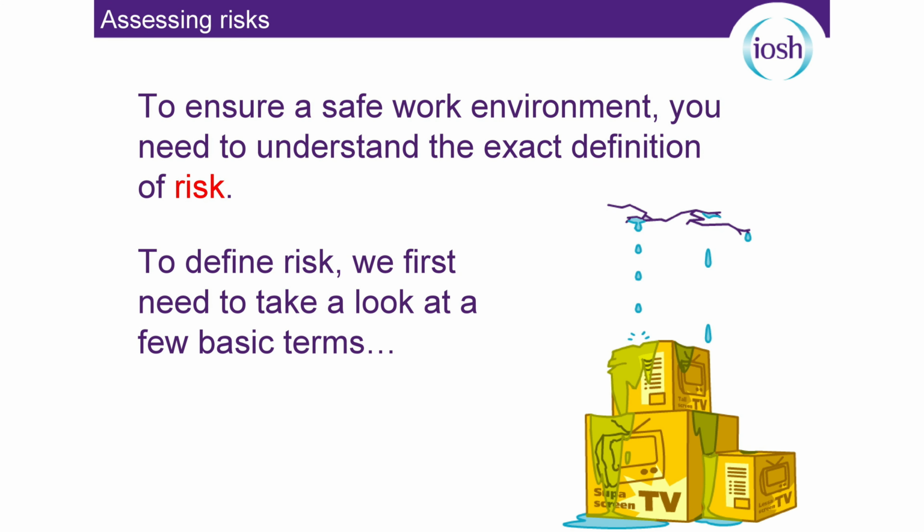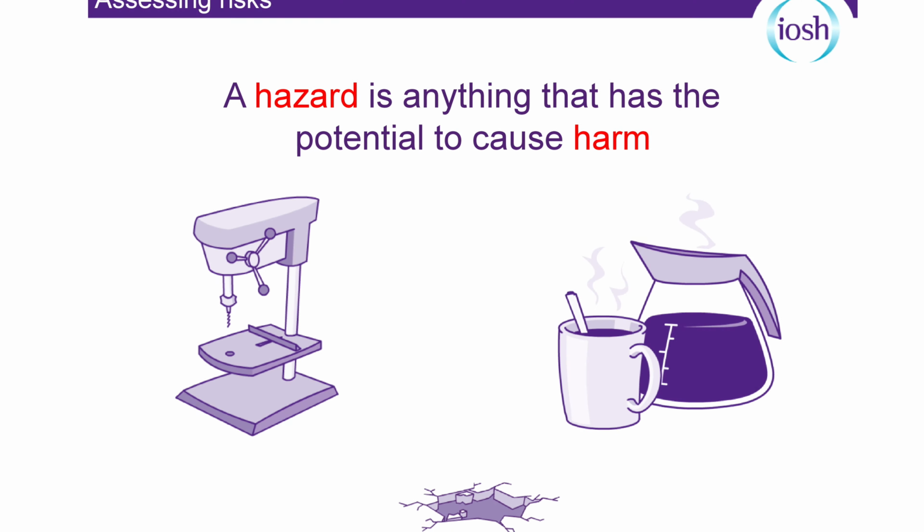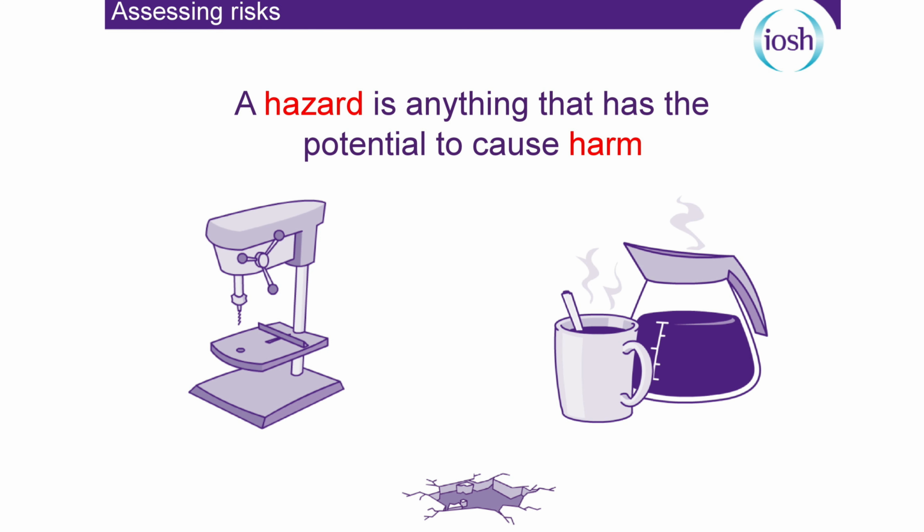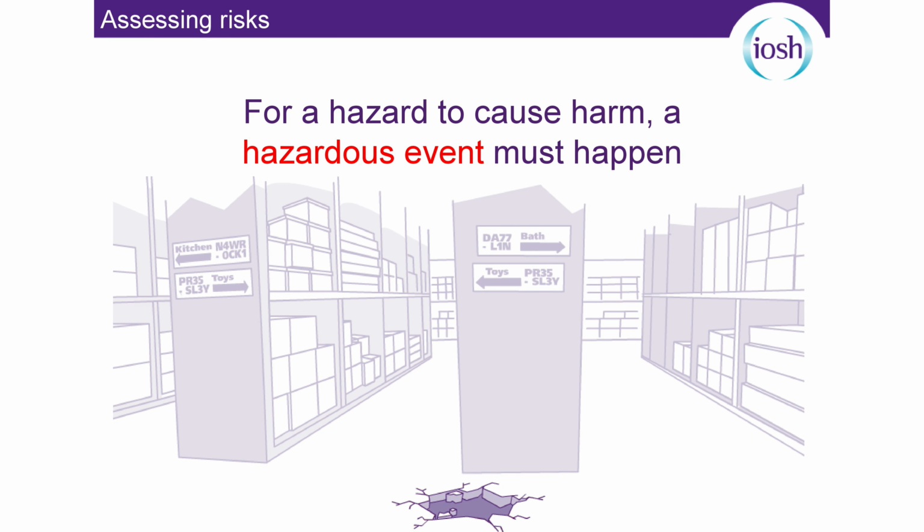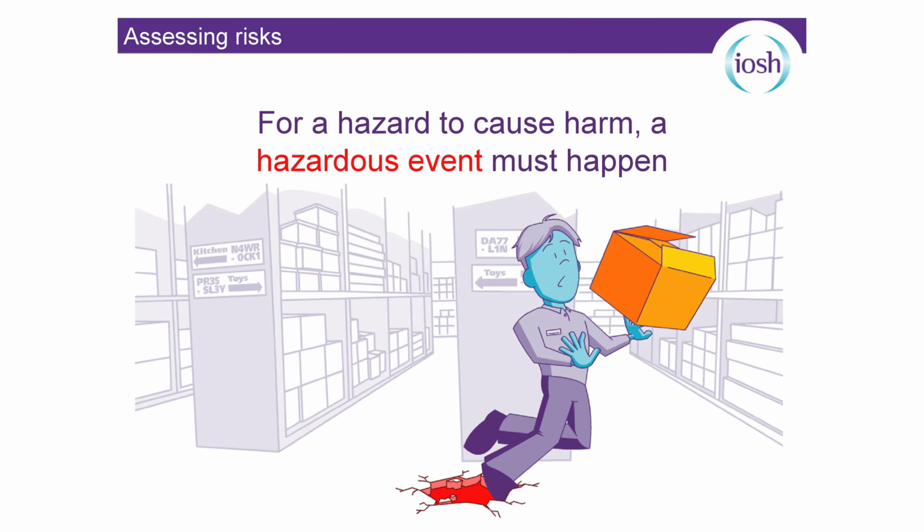To ensure a safe work environment, you need to understand the exact definition of risk. To define risk, we first need to take a look at a few basic terms. A hazard is anything that has the potential to cause harm. For a hazard to cause harm, a hazardous event must happen.